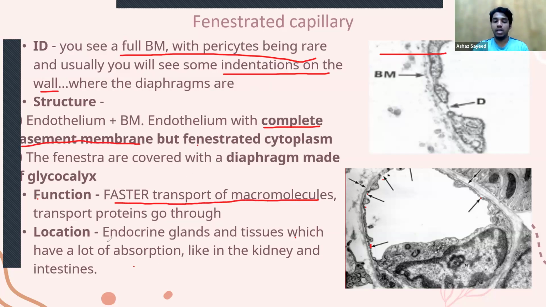And location is in endocrine glands and tissues which have a lot of absorption, like kidney and intestines. So all I want you guys to remember from this slide is that fenestrated capillaries have a full basement membrane, but they have pores in the cytoplasm which are covered with a diaphragm made up of glycocalyx. And these capillaries are located in endocrine glands and in places which have a lot of absorption, for example, in the intestines and the kidney.